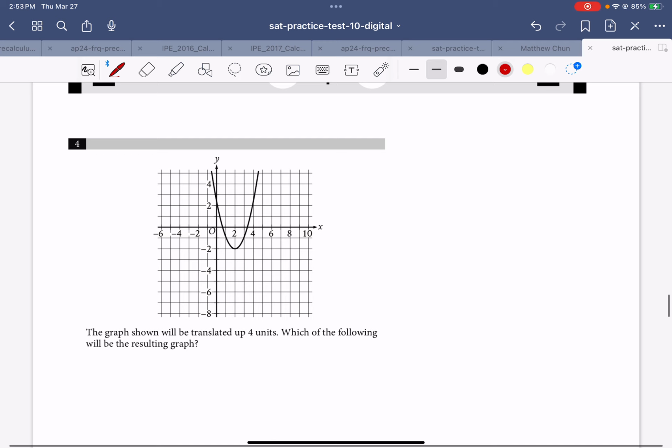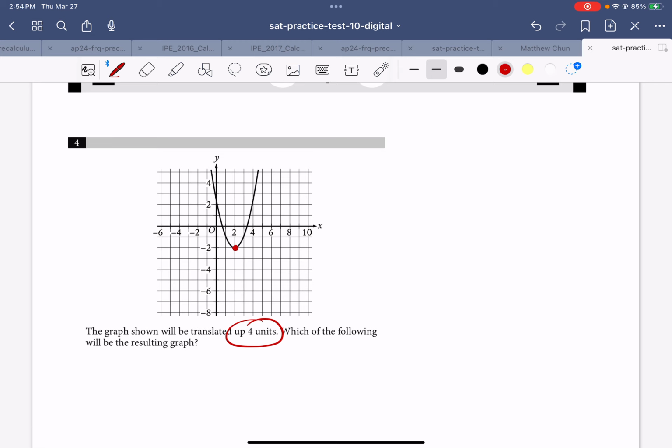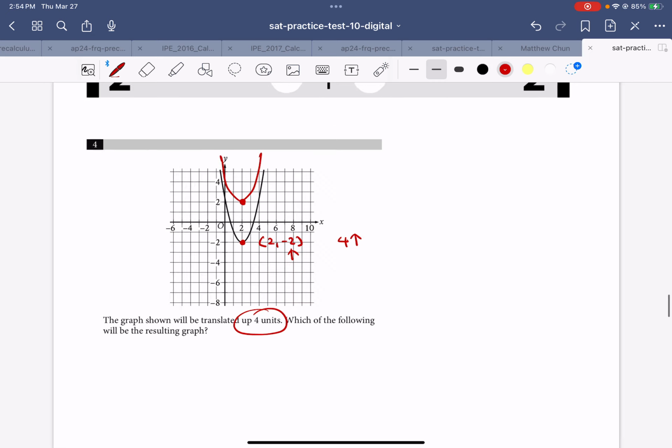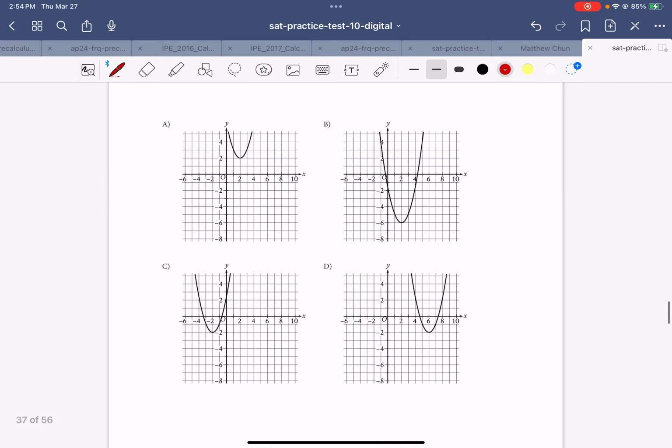Number 4, the graph shown will be translated up 4 units, and which of the following will be the resulting graph? Focus on the vertex, which is (2, -2). When you translate 4 units up, only the y value changes. So 2 comma, then -2 plus 4 is +2. It's right here, so your graph looks like this. Looking at the answer choices, that should be A, because that one is (2, 2). Okay.